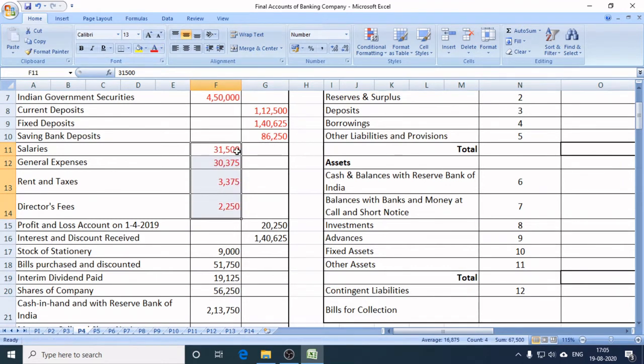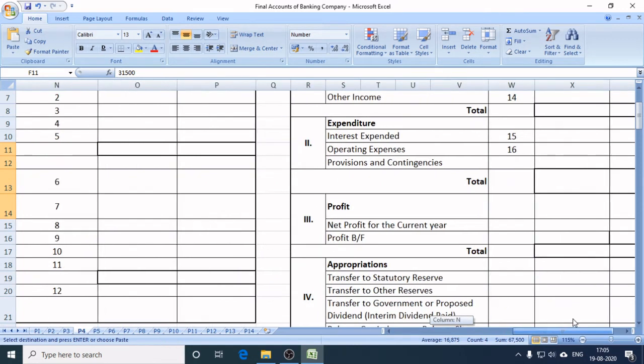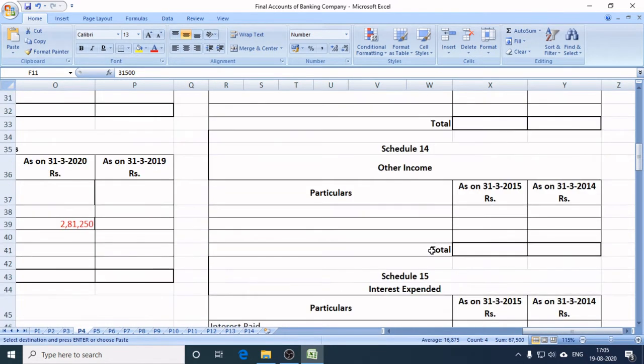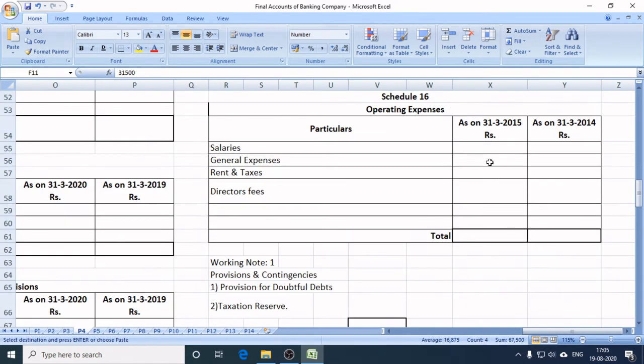Okay. Then next in the problem is salaries, general expenses, rent and taxes, and director fees. Now these 4 ledgers have debit balances, and all these 4 ledgers are expenses accounts, and as you know, none of the expenses relate to interest payment, and that's why all these ledgers we should show under schedule number 16, that is operating expenses here. Now, salary is 31,500, general expenses 30,375, rent and taxes 3,375, and director fees 2,250.